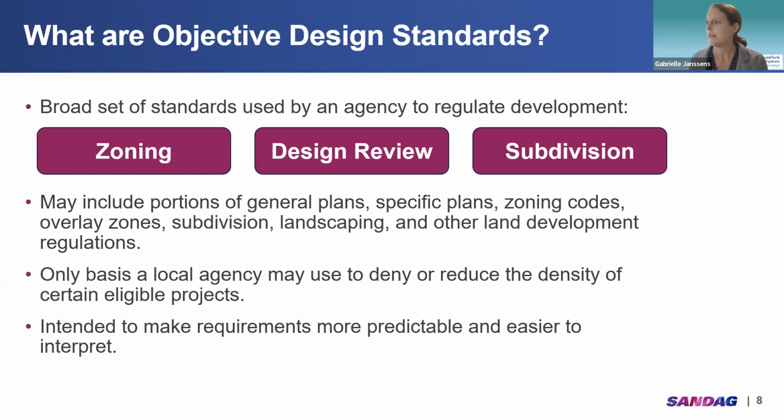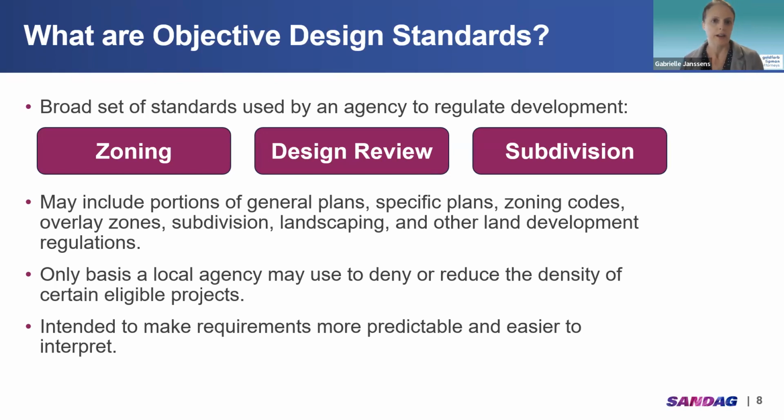And objective standards under the Housing Accountability Act, and the Housing Accountability Act applies to housing development projects, which I think is the focus of our discussion. It limits the instances where a city or county can deny a project based on if they're complying with objective design standards. So if a project is in compliance with objective design standards, and I'll get into this in more detail in a minute, the opportunities to deny the project are very limited. And same for reducing the density of projects under the Housing Accountability Act.